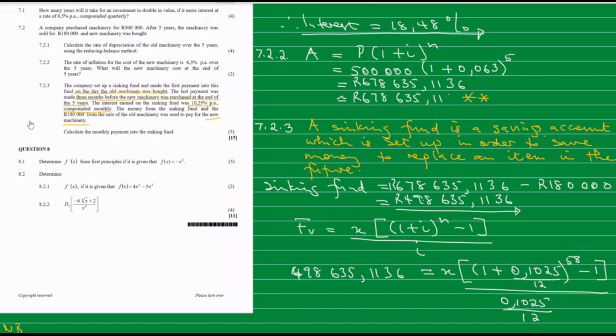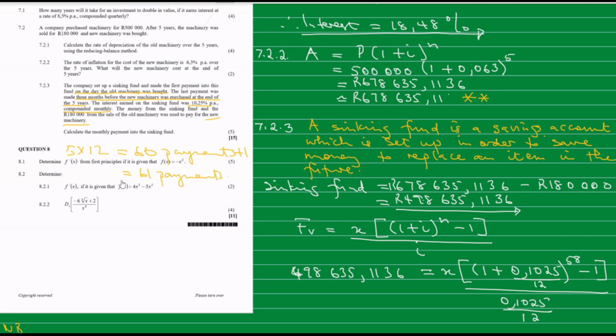Now here we have 5 years. We want to set up a sinking fund for 5 years. If we've got 5 years and we are paying monthly, that is 5 times 12, we are going to have 60 payments, which means 60 months. But because we made the payment on the day the machine was bought, we are going to end up having 60 payments plus 1 payment, which is 61 payments.